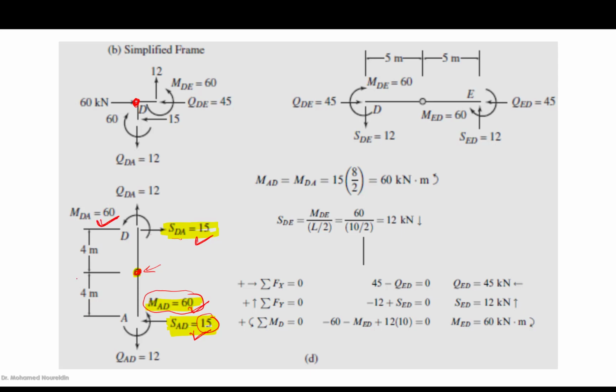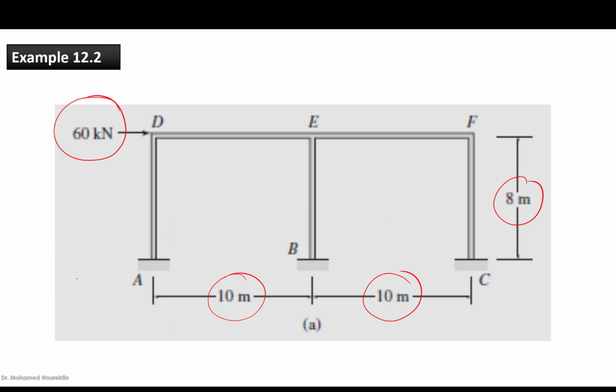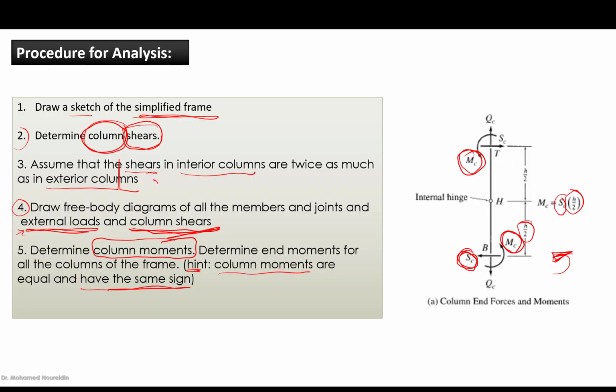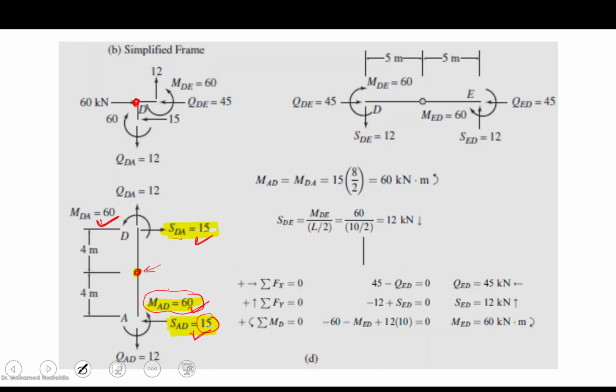Why? As we said, do you remember the hint? Let's go back to the hint that I said here. Yes, column moments are equal and have the same sign. So without thinking, this should be 60 and we know it. Okay, so now we know this 60. So we know everything now for the column, the shear, the moment, the shear here and the moment, but we do not know the axial force. Axial forces are not going to be known now. They are going to be known later.